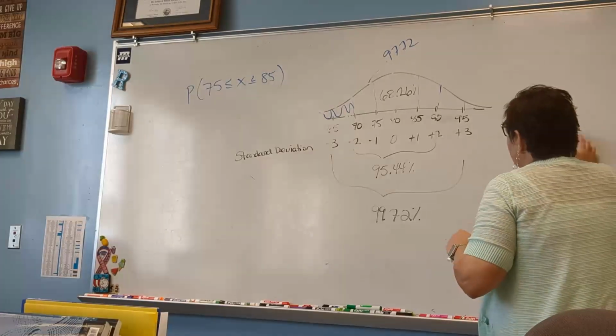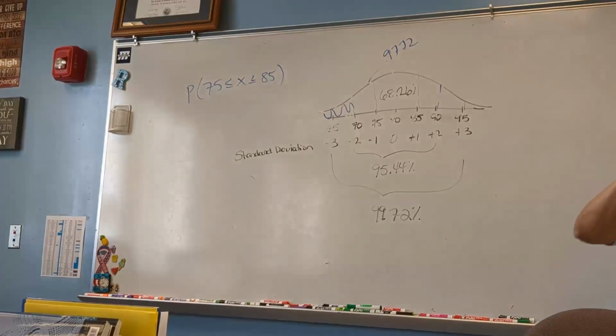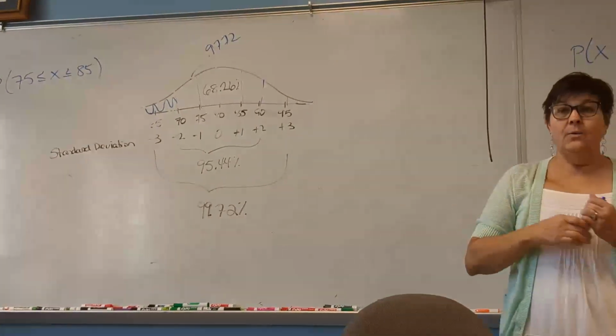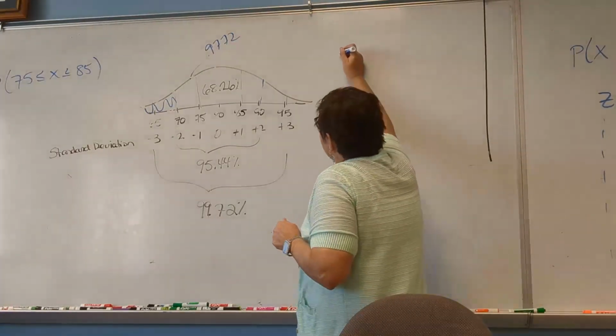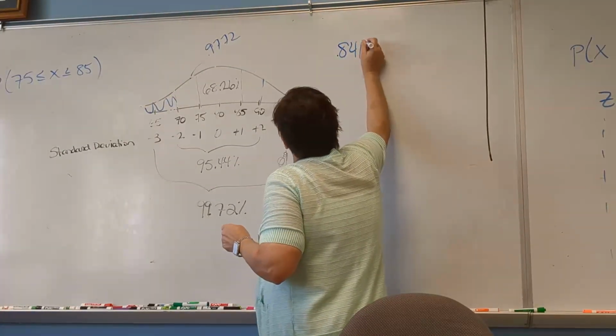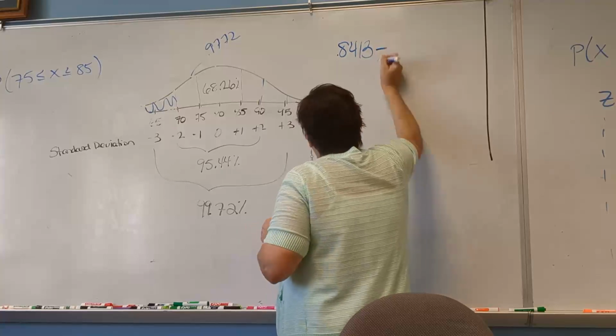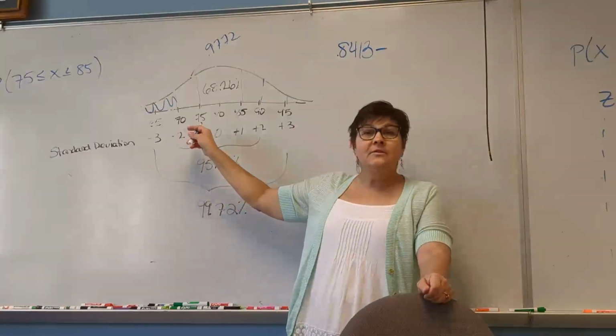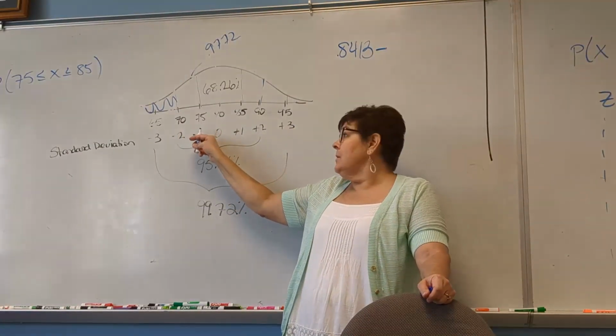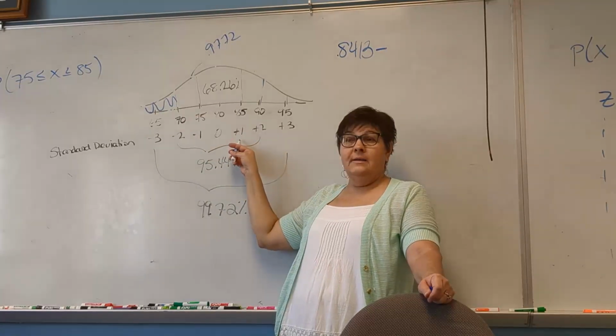How am I going to find 85? Go ahead and look for the positive 1, 1.0. What's my percentage? 0.8413. And I'm going to subtract. Now, remember, I cannot do negative 1. It's a no-go. So I'm going to flip it over here to positive 1.